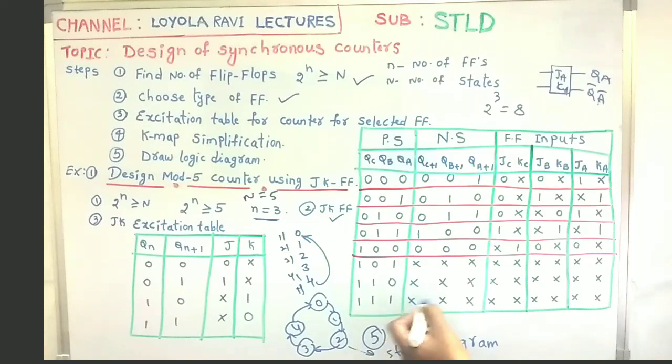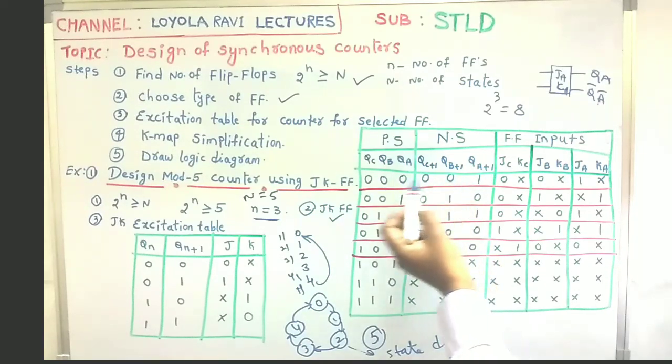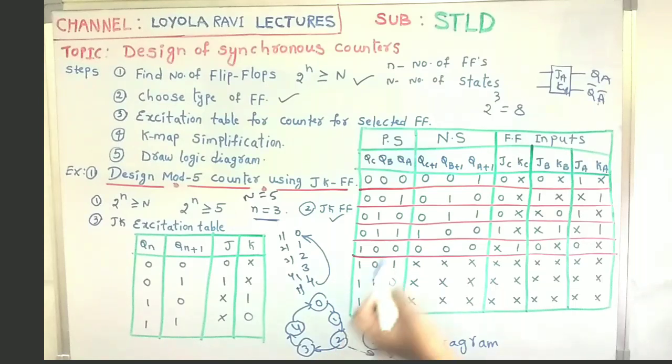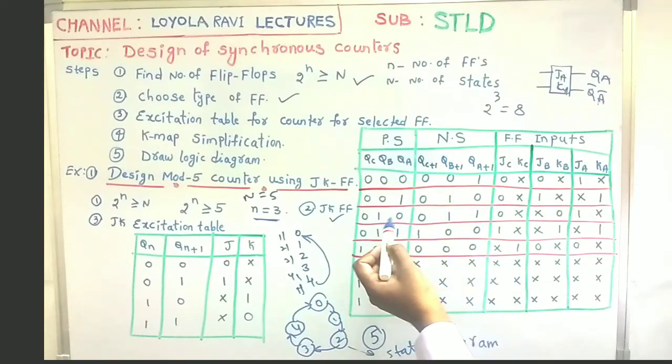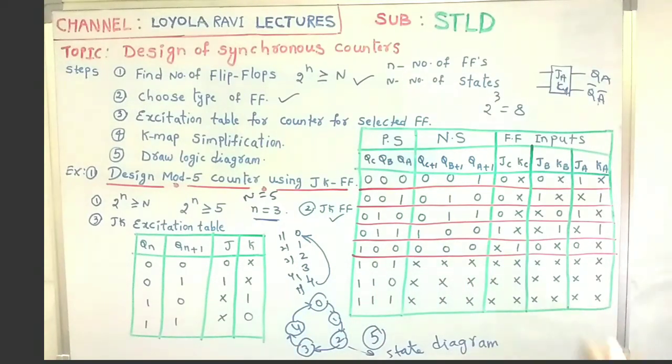For 7, don't care. Okay. By using the state table, I wrote the corresponding next state. For 0, next state is 1: 0, 0, 1. For 1, next state is 2: 0, 1, 0. For 2, next state is 3. That is 0, 1, 1. For 3, next state is 4: 1, 0, 0. For 4, next state is 0.